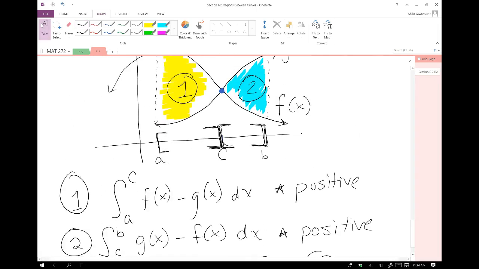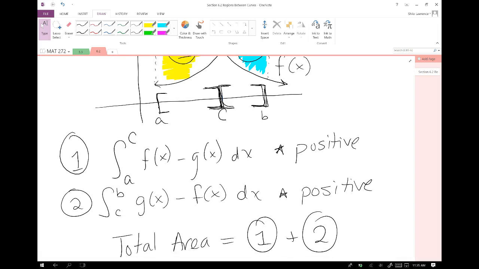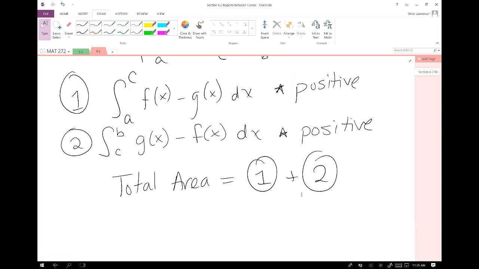So you need to make sure that your top function stays your top function the whole entire time, and your bottom function stays your bottom function the whole entire time. And if for some reason it doesn't, then you're going to have to break apart your interval into pieces and integrate them separately.